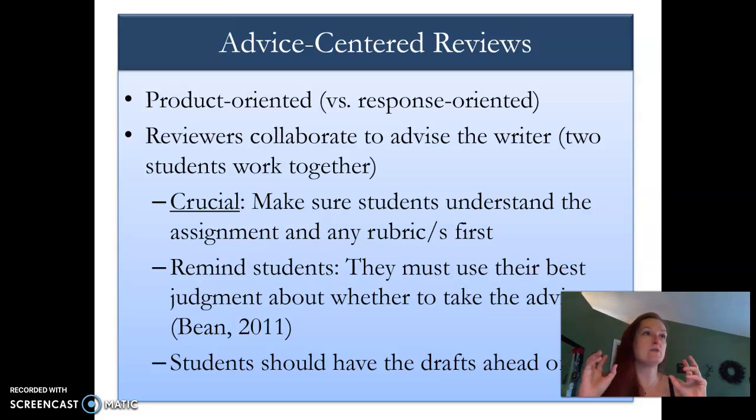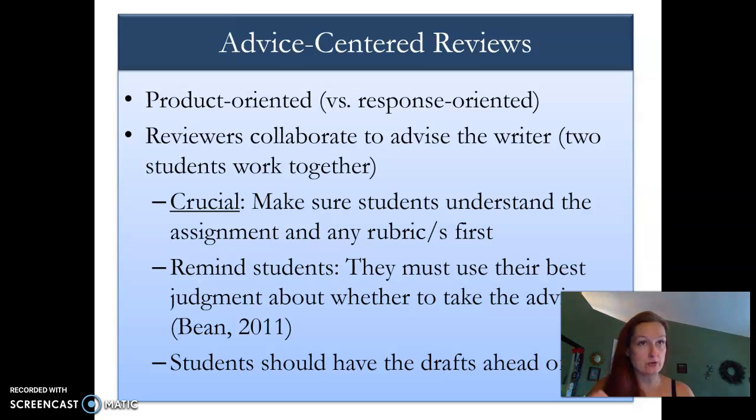These are advice-centered, so they're product-oriented versus response-oriented. And this is where reviewers collaborate to advise the writer. So 2 students will work together to review one student's paper. And the crucial thing here is to make sure the students understand the assignment and any rubrics for the assignment first, okay? Remind them they have to use their best judgment about whether to take the advice.